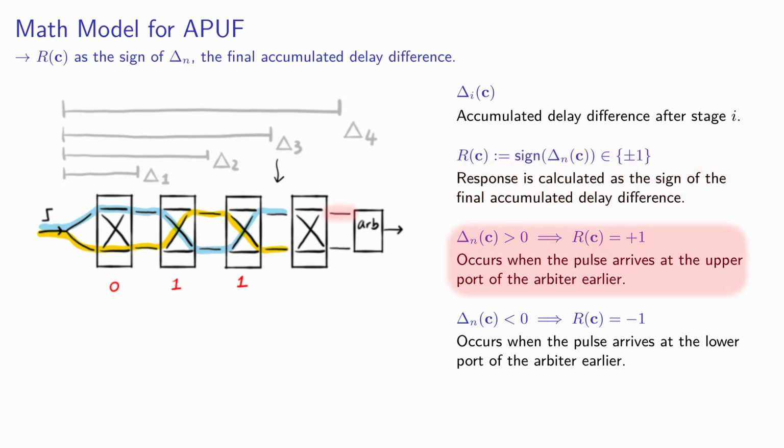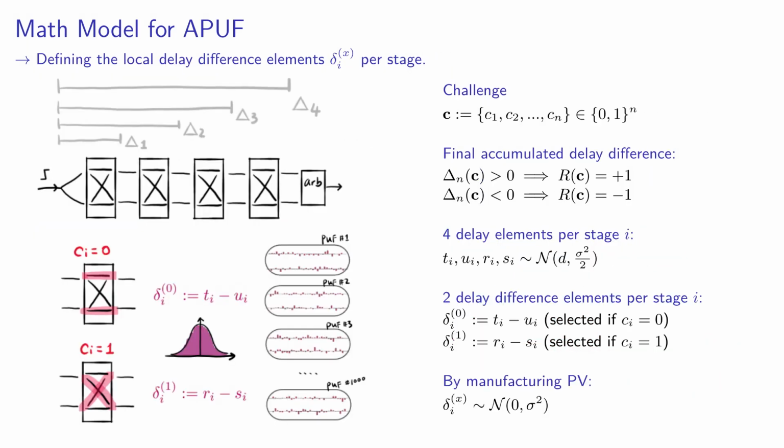When the pulse reaches the top port of the arbiter first, both the delay difference and the response are positive. Otherwise, when the pulse reaches the bottom port of the arbiter first, both the delay difference and the response are negative. We can simplify this model further by noticing that at each stage, either the T and U or R and S track pairs are always selected together.